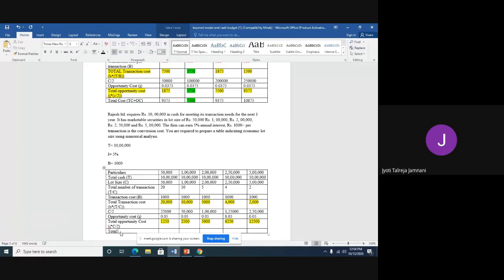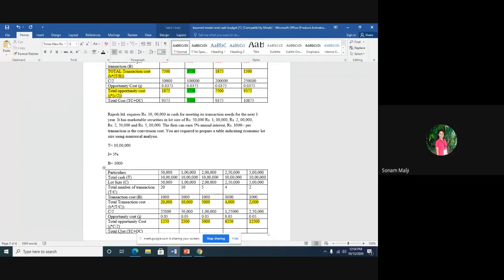How to find the total cost? Total cost equals transaction cost plus opportunity cost. Okay, now before I do this, can anybody tell me which is the optimum cash balance? It is 50,000, 1 lakh, 2 lakh, 2 lakh 50 or 5 lakh.